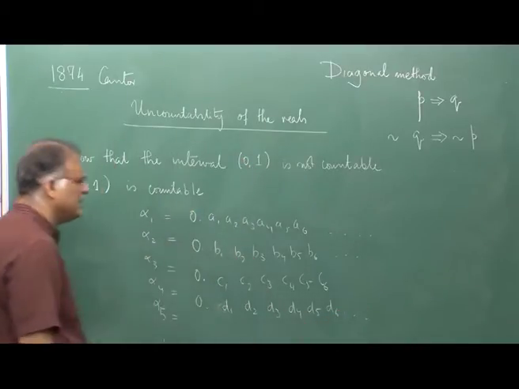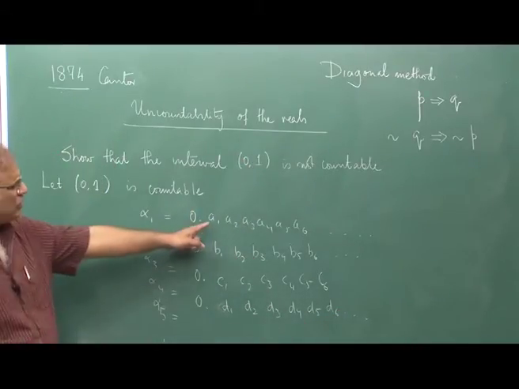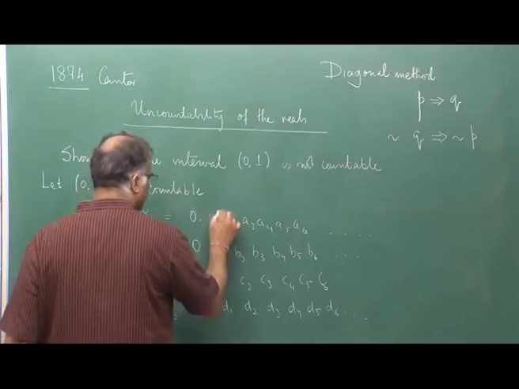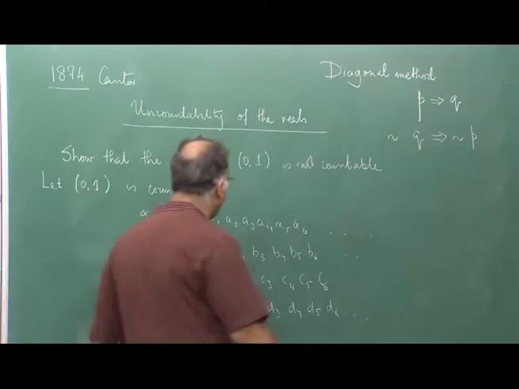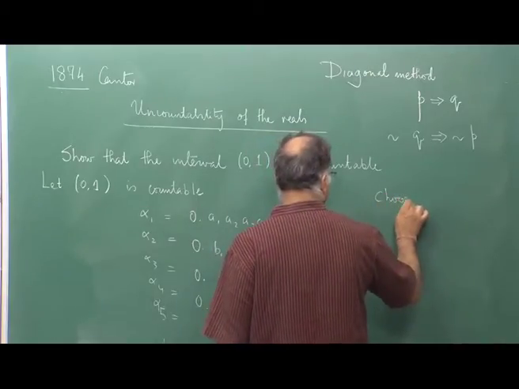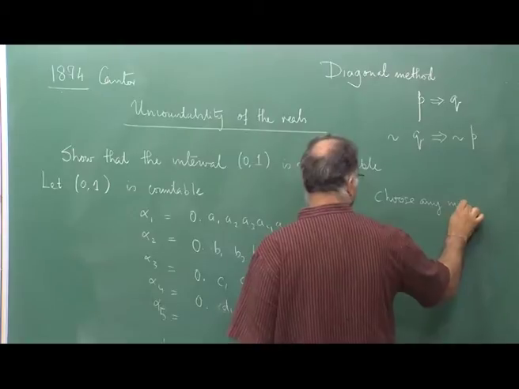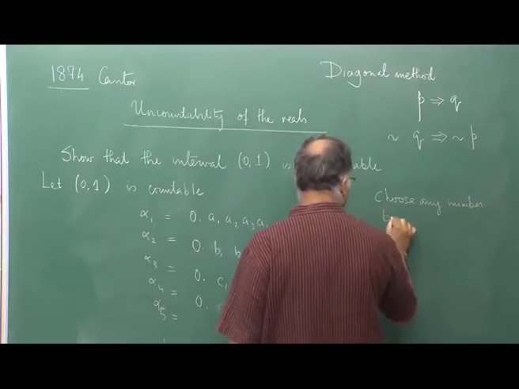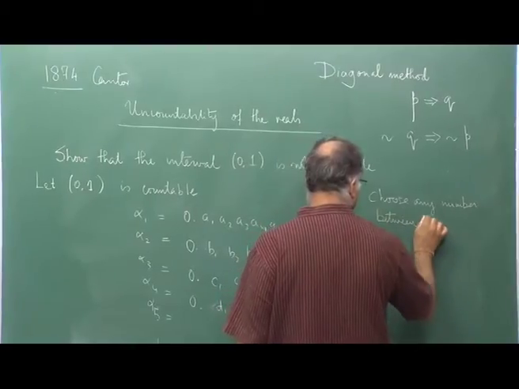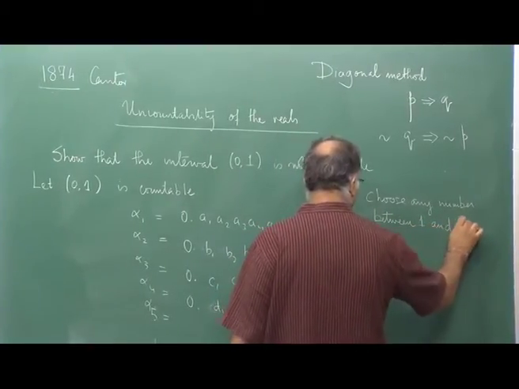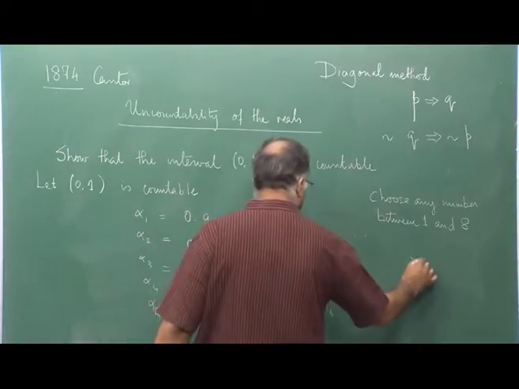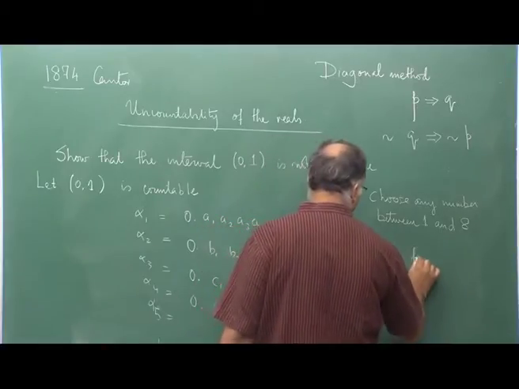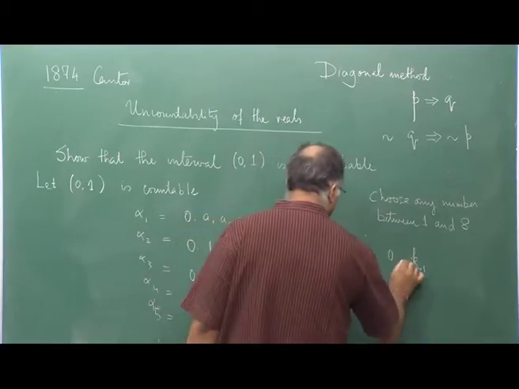Cantor did a very novel thing. He said, come to A1, choose any number between 1 and 8 that is not equal to A1. So you put down that number, whatever it is, say some K1, so 0 point some K1.